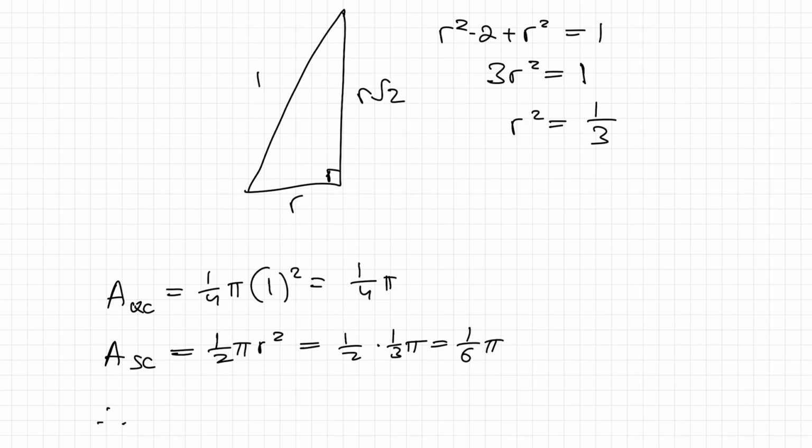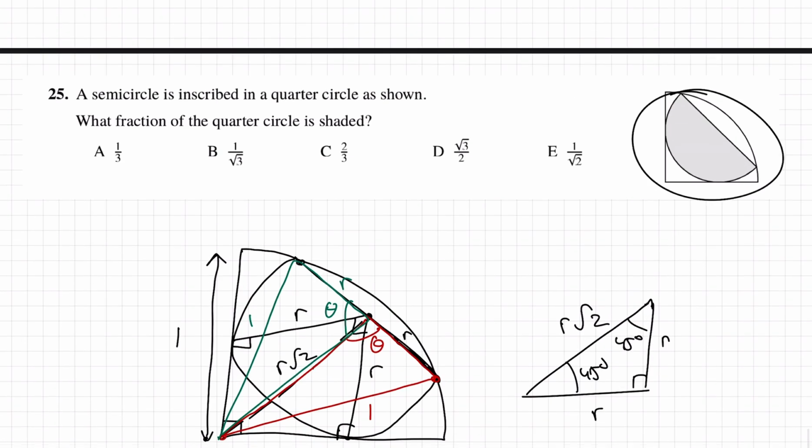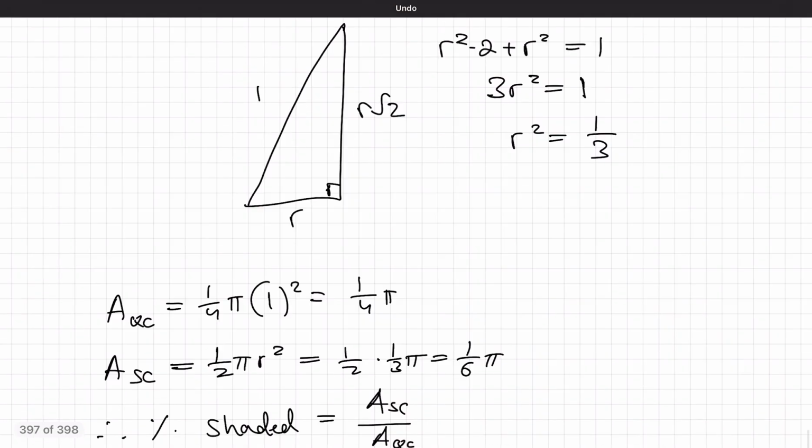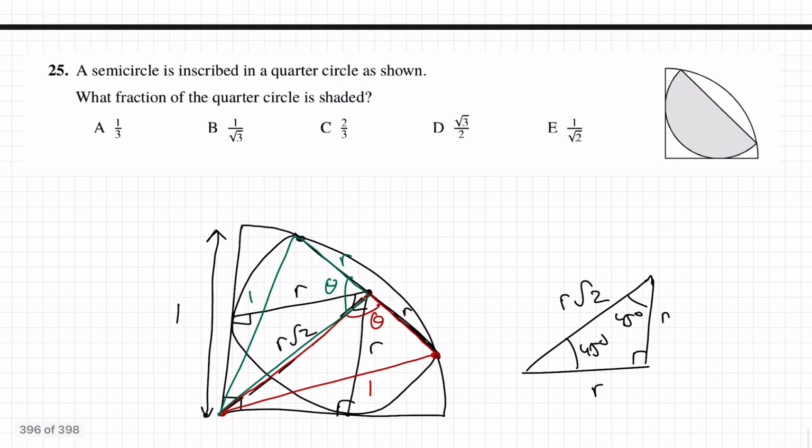And therefore we can work out the percentage shaded. It is just going to be the area of the semicircle over the area of the quarter circle, like so. That is just going to be equal to 1/6 pi over 1/4 pi. Divide pi out and multiply top and bottom by 12, we get 2/3. So that gives us our answer as C.